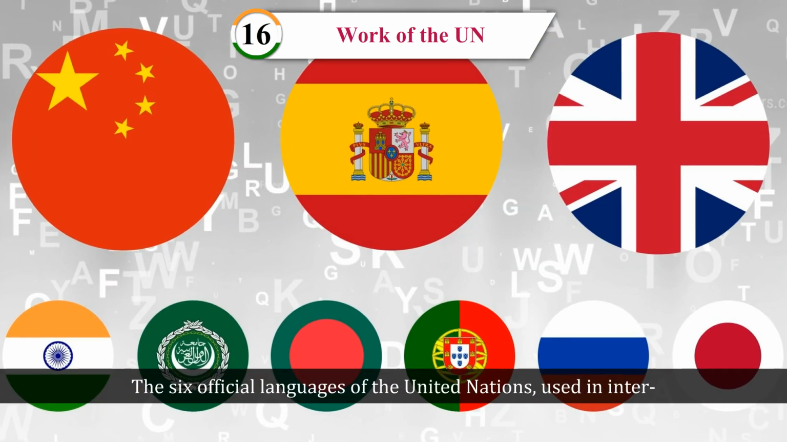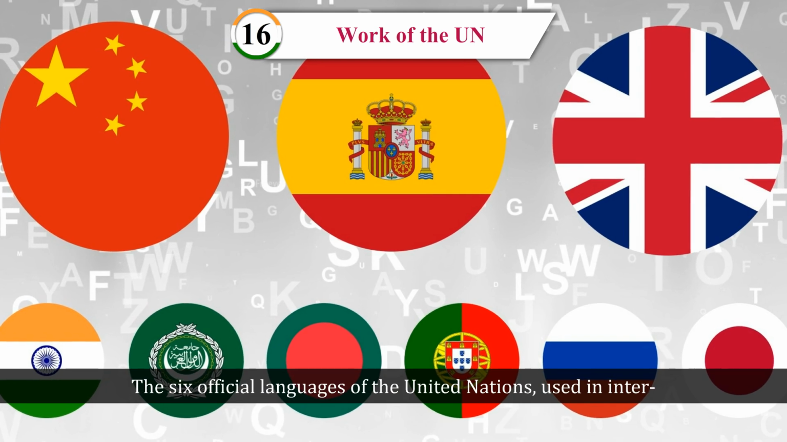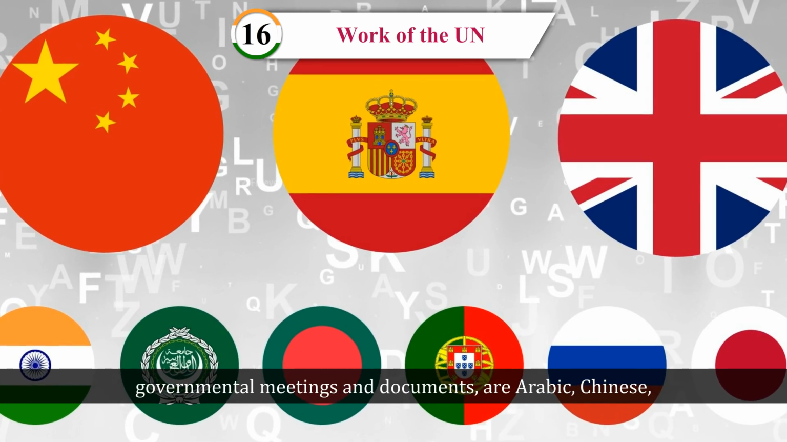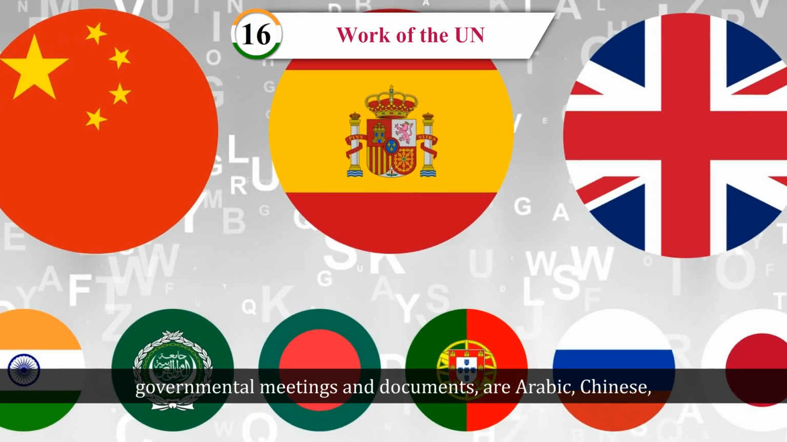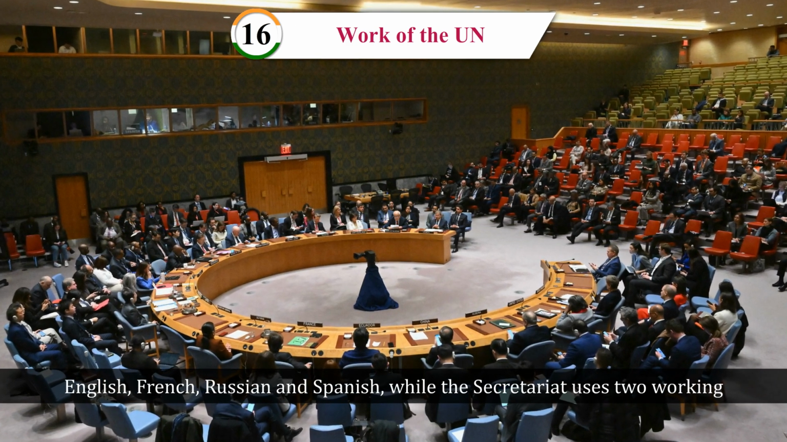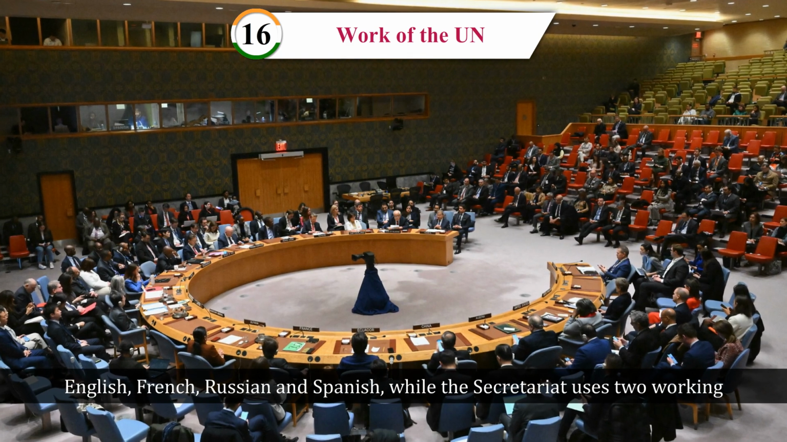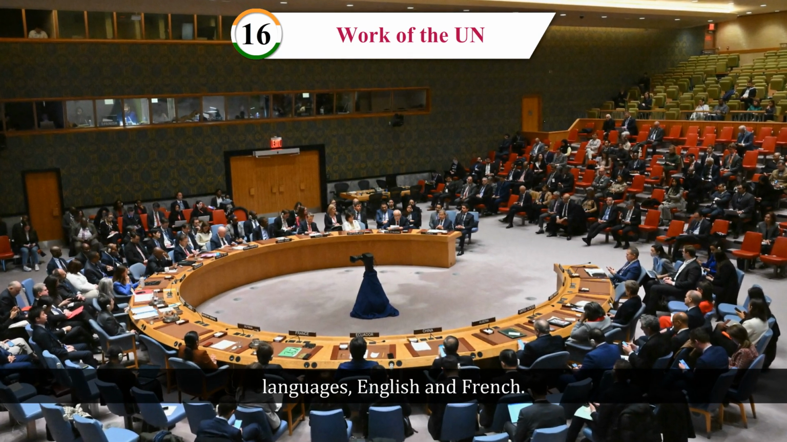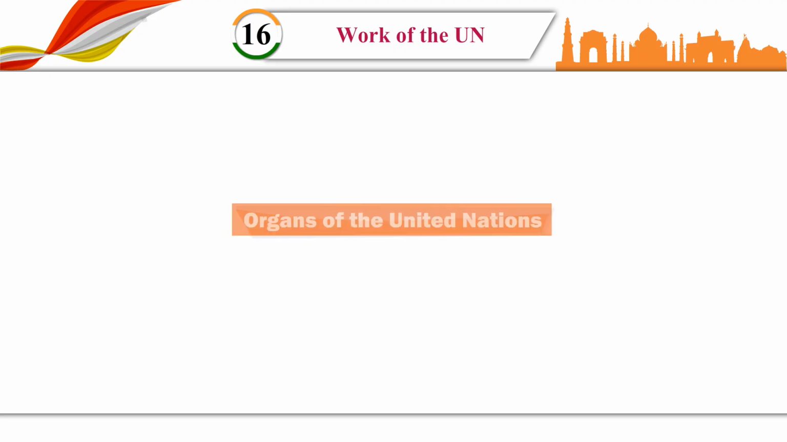The 6 official languages of the United Nations used in intergovernmental meetings and documents are Arabic, Chinese, English, French, Russian and Spanish, while the Secretariat uses 2 working languages, English and French.